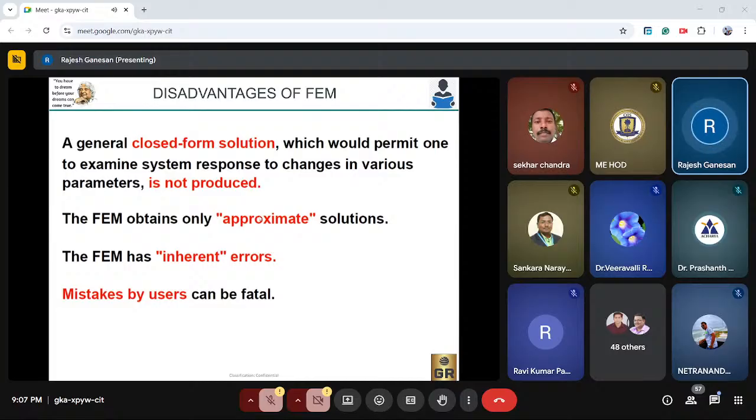The FEM has inherent errors, mistakes by users. User mistakes happen not only in FEA, but everywhere. If the input is wrong, the output will be wrong. That is the main intention.